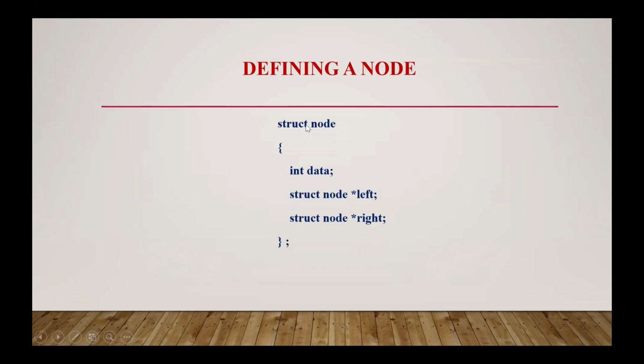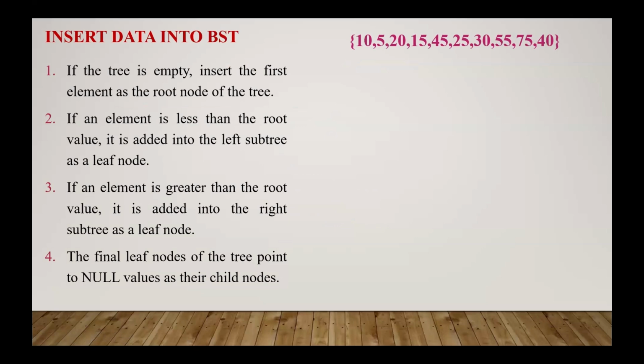Here, if you declare the structure node, node is the name of the structure we want. If I make the structure of a tree, then what happens? Structure tree: left pointer, structure tree, right pointer. So this is the way we have to declare the node.